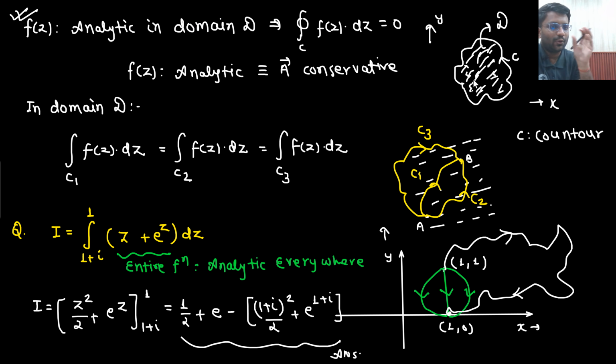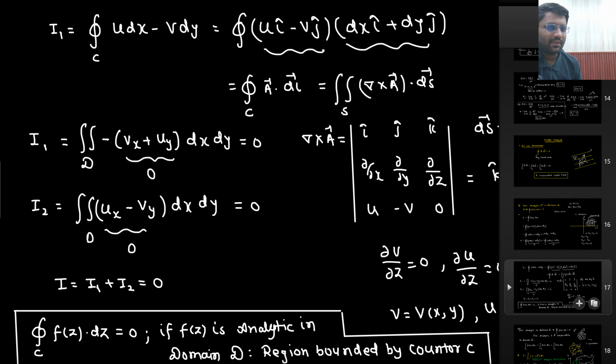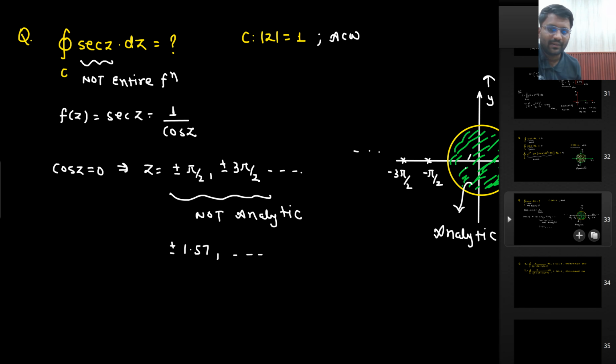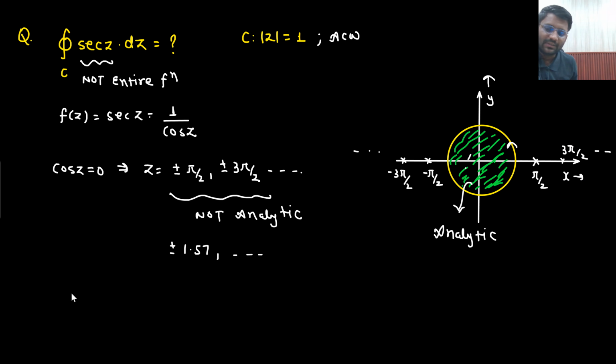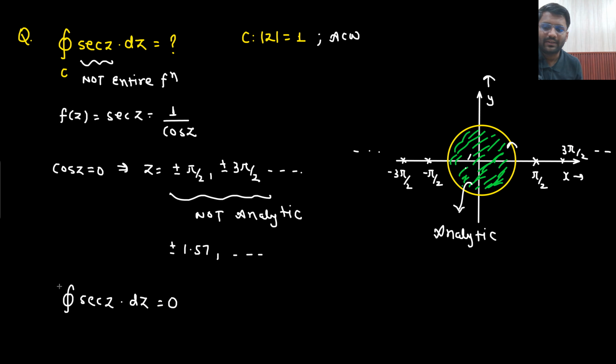What is domain D? Domain D is the region bounded by the closed contour C. So in the region bounded by the closed contour C, the function is completely analytic. That means this particular integral will throw the value to be 0 only. Say yes or no. Is that understandable or not? Completely understandable, sir.